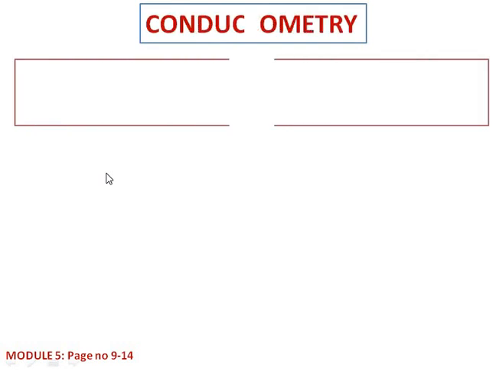The topic that I discuss in this video lecture is mainly related to pages 9 to 14 of the study material given to you under Module 5, that is instrumental methods of analysis and nanomaterials. The first instrument that we are going to discuss is the conductometer.